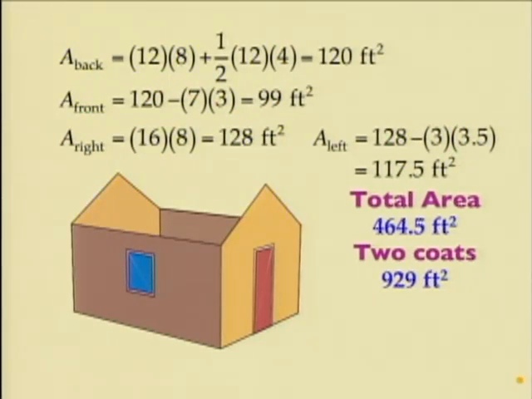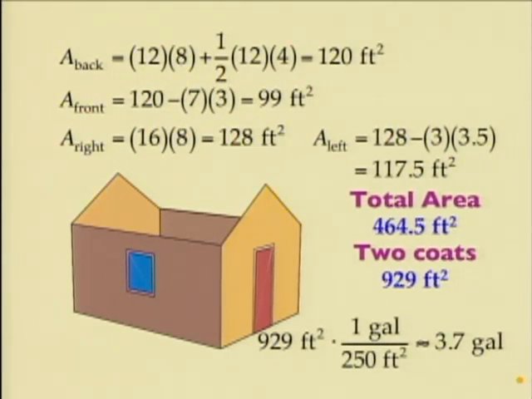And then I need to do something that I did a few weeks ago, and that is convert that into gallons. So I'm drawing an equivalence here between 1 gallon and 250 square feet. I multiply by 1. I get the square feet to cancel out. And so it works out that it's about 3.7 gallons of paint to cover that. So you'd probably end up making a purchase of 4 gallons of paint to cover the outside of that.